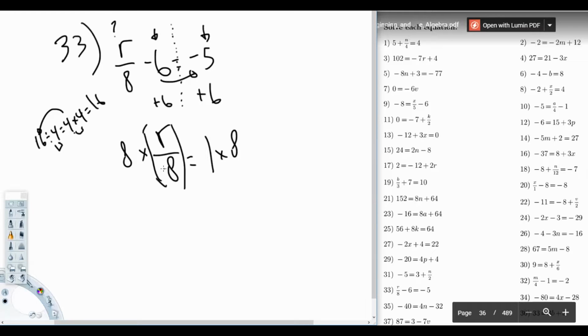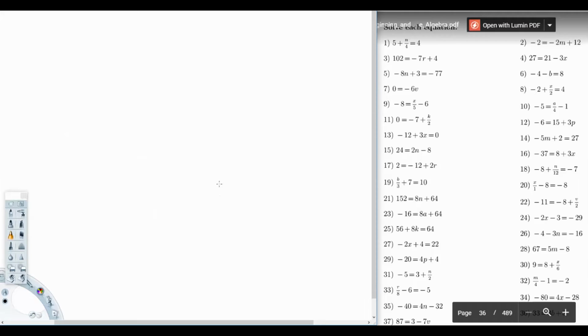Multiply by 8. So 8 times r equals 8r over 8. Right? This is really 8 over 1. So 8 times r and 1 times 8. That's the result. So 8 divided by 8, we cross that out. We're left with r. 1 times 8 equals 8. And the answer is 8. I got that one right too.